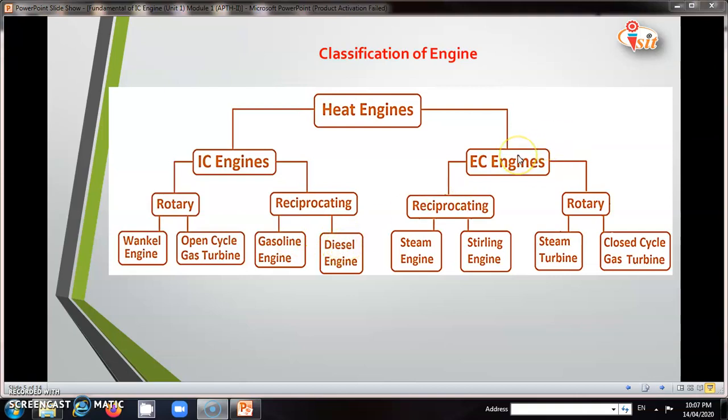The external combustion engine is again divided into two main types, reciprocating and rotary. Reciprocating is again divided into two types, steam engine and Stirling engine. Rotary is again categorized into two types, steam engine and closed cycle gas turbine.